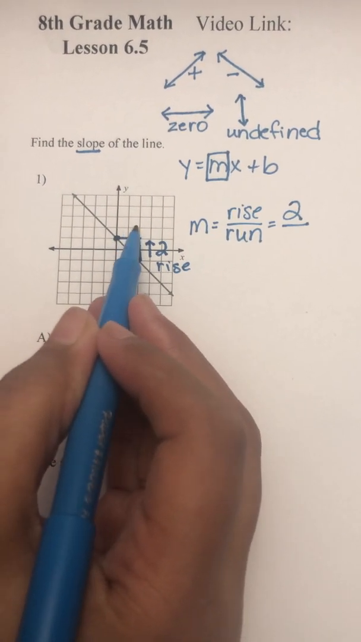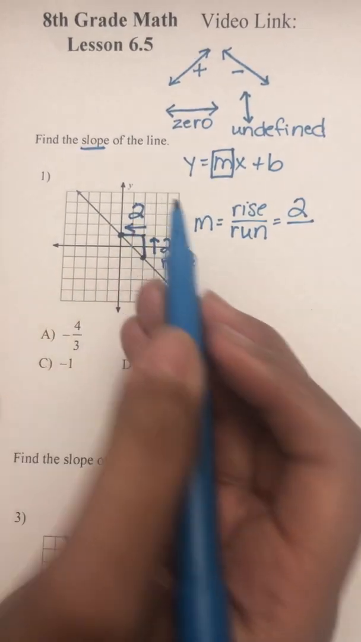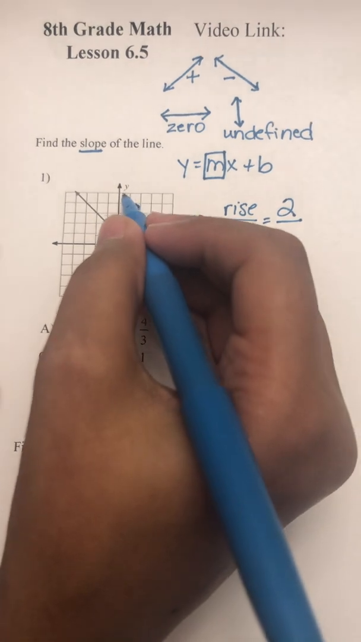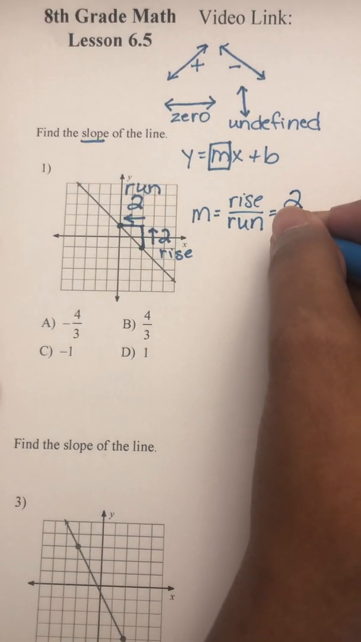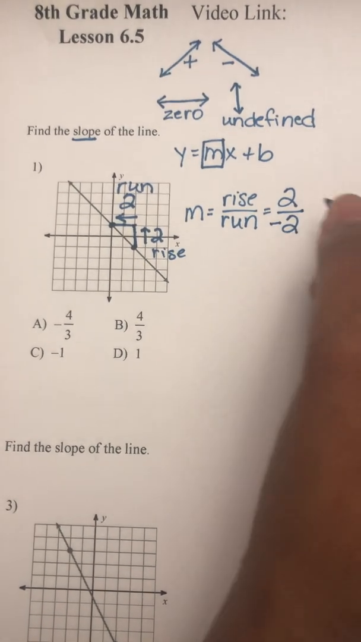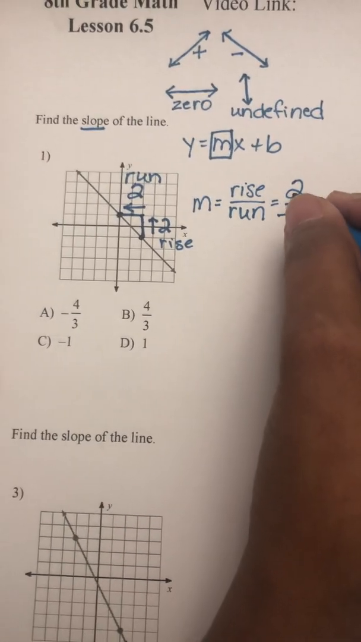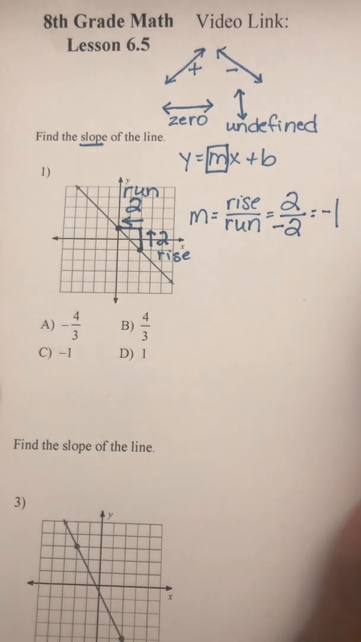1, 2. So I'm moving to the left 2. And so remember that when we move to the left, that equals a negative. So -2, telling me I'm moving to the left. And so if I reduce this, 2 divided by -2 equals -1.